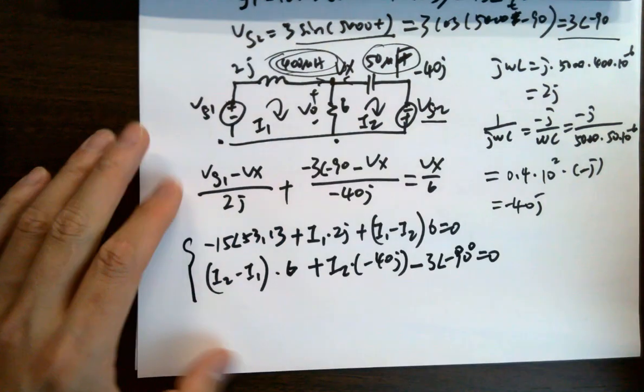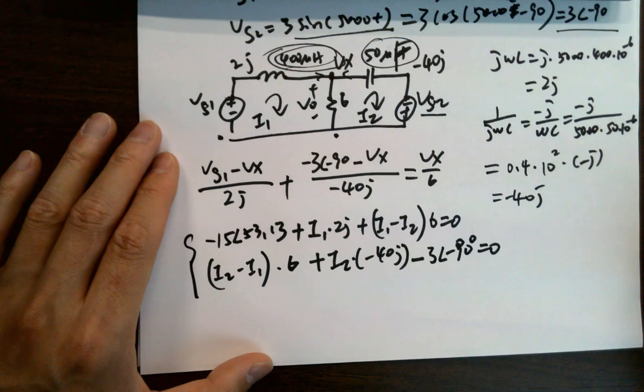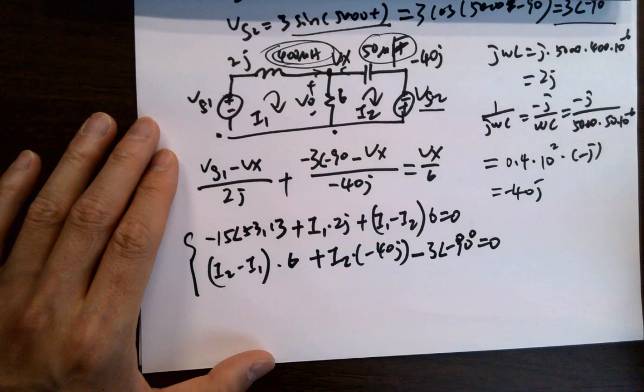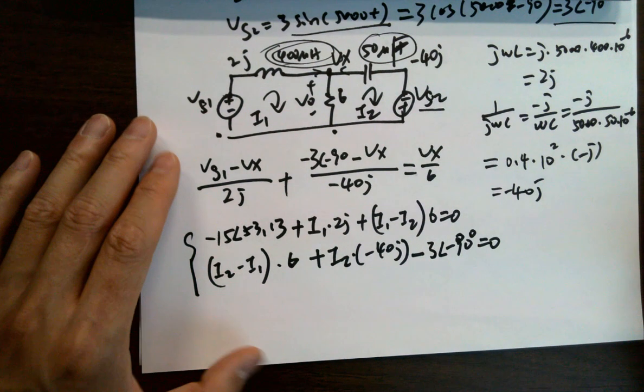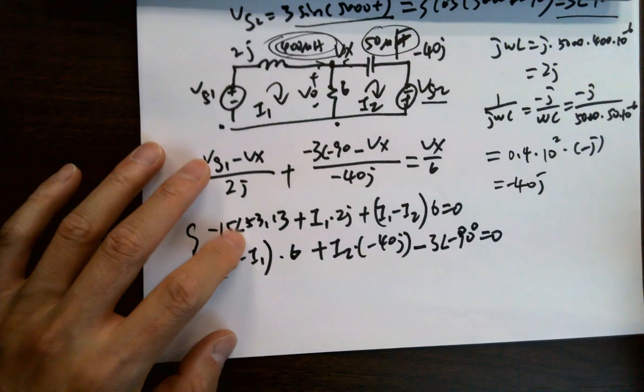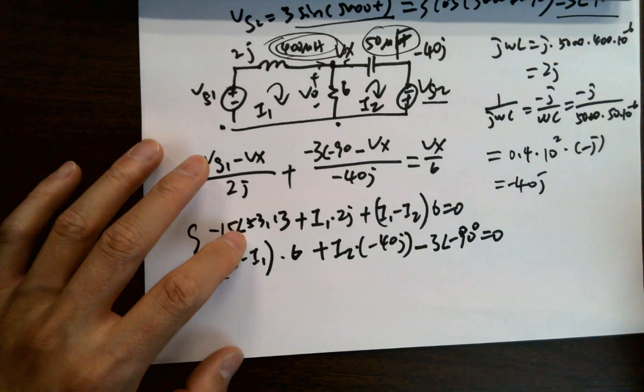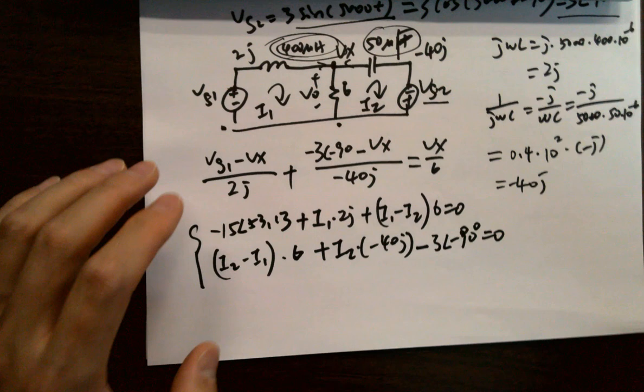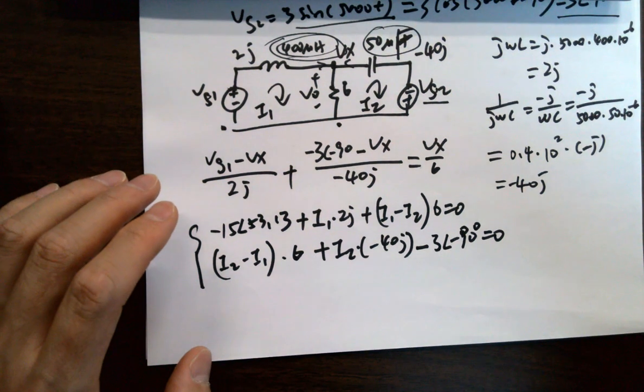Two equations. If your calculator can do polar form calculations, I recommend using the polar form for all the parameters. Otherwise, you can just use the rectangular form as well. It's going to give you the same results.